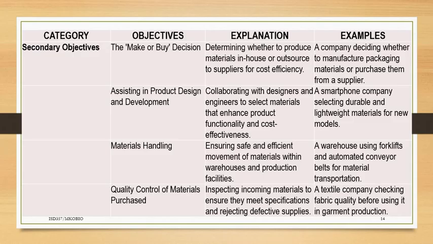Are we good? And you have quality control of materials purchased, inspecting incoming materials to ensure that they meet specifications and rejecting defective supplies. So these are the related examples that you find here. We are talking of the primary and the secondary objectives: materials handling, assisting product design, and quality control of materials purchased. Are we good?